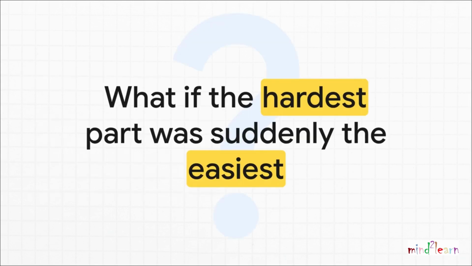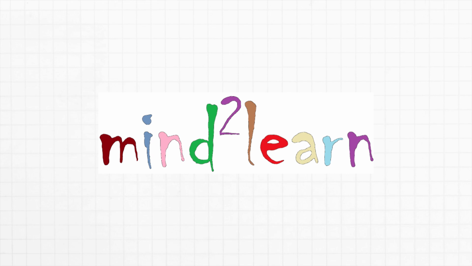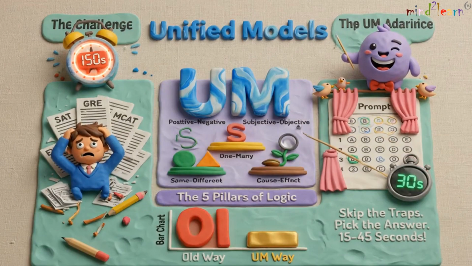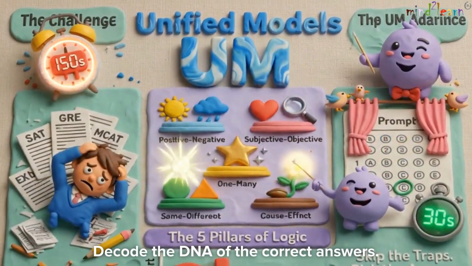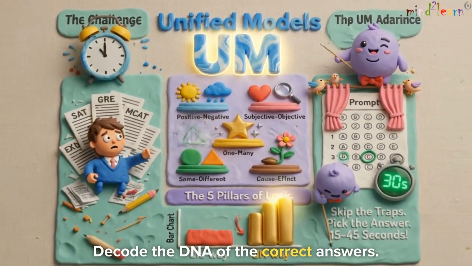And that brings us right back to where we started, with one final question to leave you with. What if the part of the SAT that you dread the most, the one section that's designed to be a roadblock, suddenly became your biggest strength? According to this method, that's not just a crazy idea, it's the entire point. Unified models decode the DNA of the correct answers.